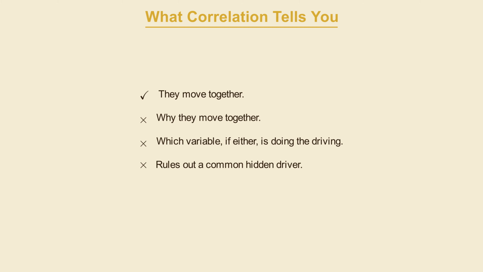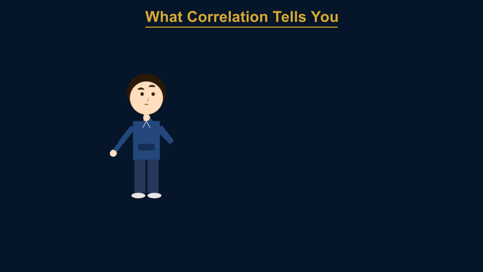This matters for investing in a practical way. If Victor believes one position drives the other, he might hedge the relationship incorrectly, reducing the wrong exposure or building a model that falls apart the moment the common driver shifts. The correct question is always, what are both of these things responding to? Correlation is a starting point for that question, not an answer to it.